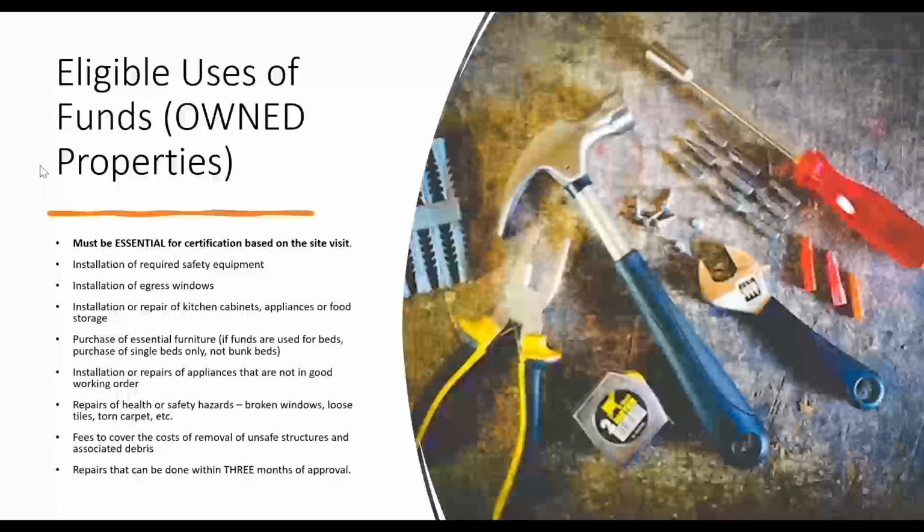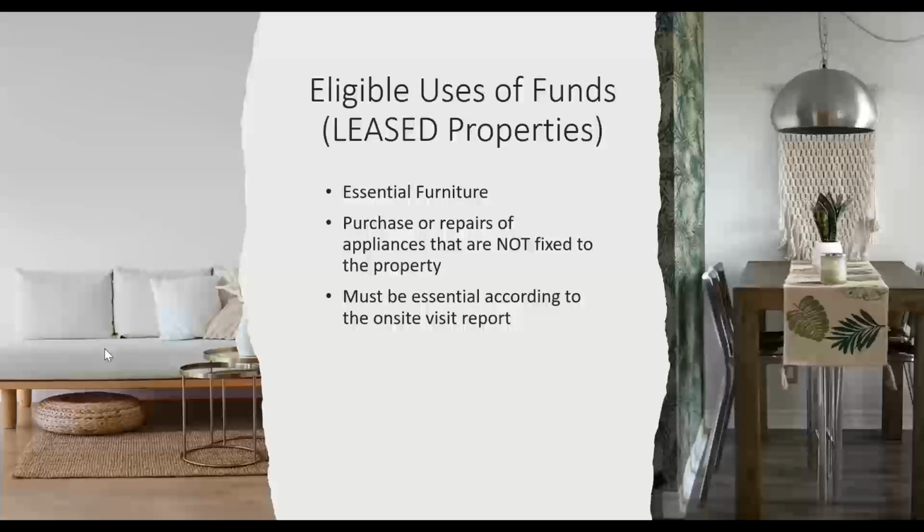And the repairs of health and safety hazards, such as broken windows, loose tiles, torn carpet, things of that nature. And then fees to cover the cost of removal of unsafe structures and associated debris. So for example, if during your review, it was noted that the fence in the backyard is falling over and you need to correct that, you can apply for funds to have the fence removed and then have all of the debris removed. And then really it's repairs that can be done within 3 months of approval. So again, these should be small, minor repairs. We're not talking major remodels of homes.